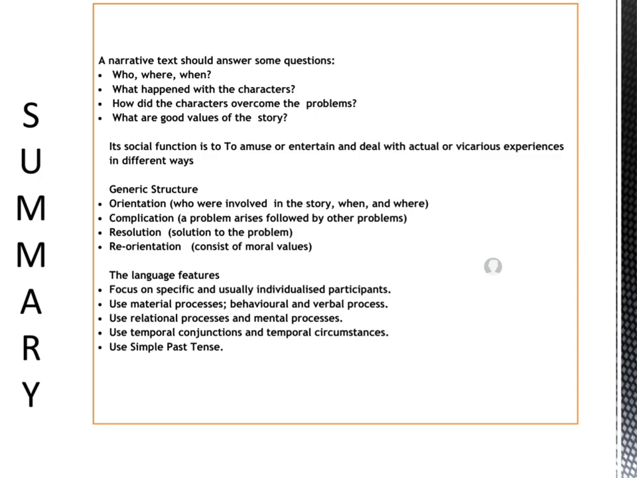We have come to the summary. A narrative text should answer some questions: who, where, when. What happened with the characters? How did the characters overcome the problems? What are good values of the story? The social function is to amuse or entertain the readers. The generic structures are orientation, complication, resolution, and reorientation.